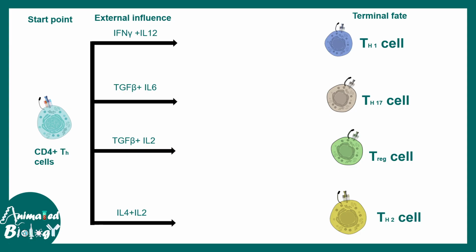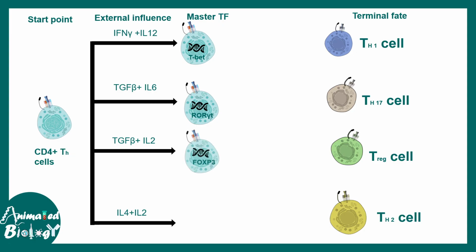Now all these external influences coordinate with internal signaling modules. There are master transcription factors which trigger this kind of fate. For Th1, the master transcriptional regulator is Tbet. For Th17, it is ROR gamma. For T regulatory cells, it is FOXP3, whereas GATA3 is the master regulator for the Th2 subtype of cells.